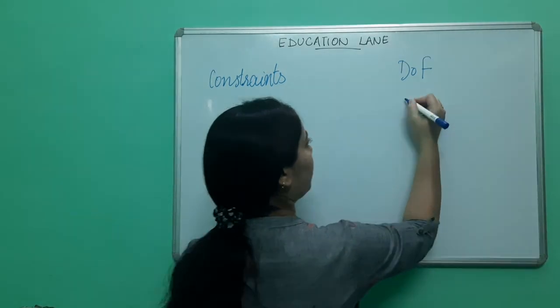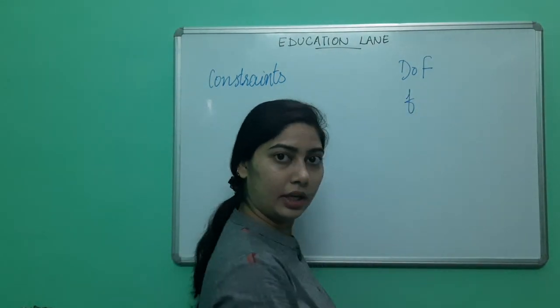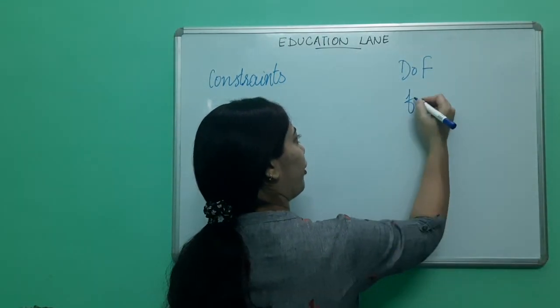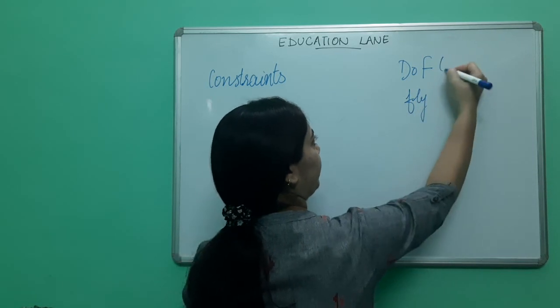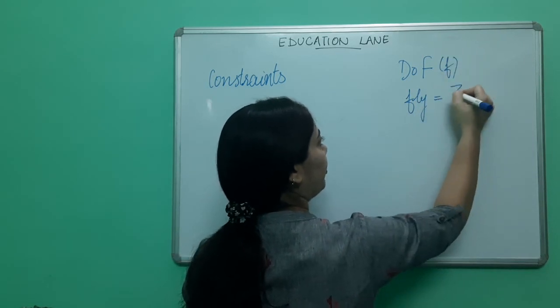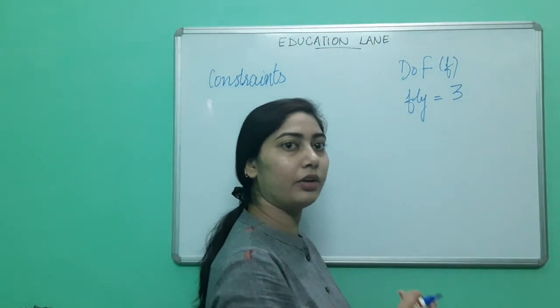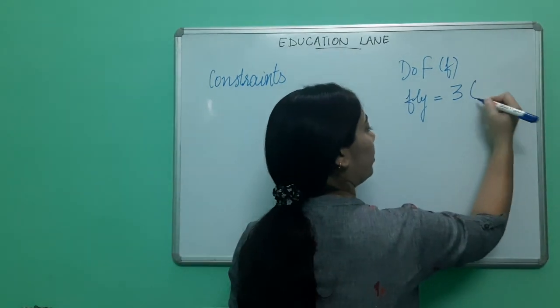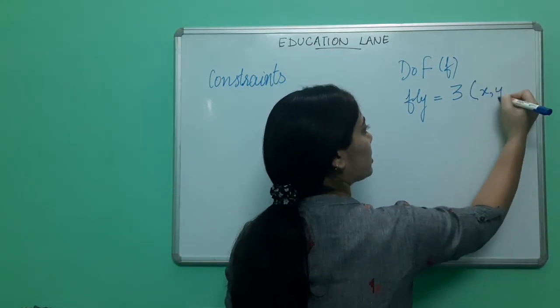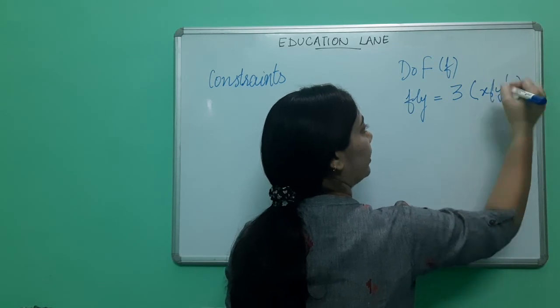It is denoted by small f. Degrees of freedom for a fly is 3 because it can roam in x, y or z direction.